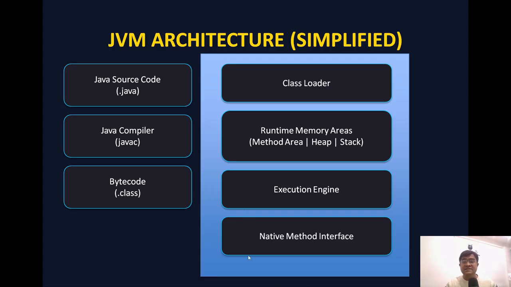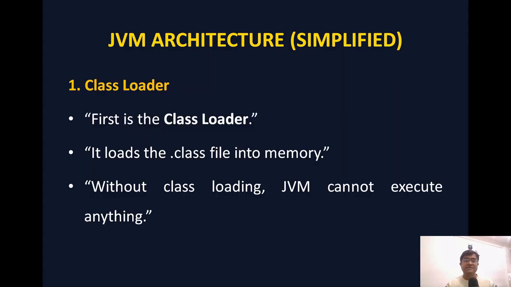First and foremost is the class loader. Second is runtime memory areas. You have method area, you have heap area, you have stack area. Then you have the execution engine and you have the native method interface also. So this whole thing is the JVM. It comprises various components. Now let's look at these components one by one. First one is the class loader.